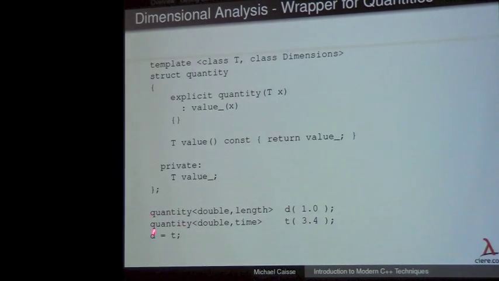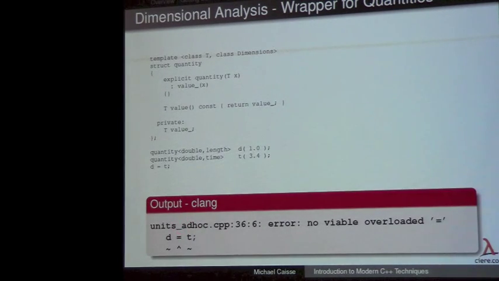Oh, and then I got this thing. D equals T. D equals T. And this is so awesome. I don't have to do anything else, and right away I get this "no viable overload" error. Clang just tells me. It's awesome.